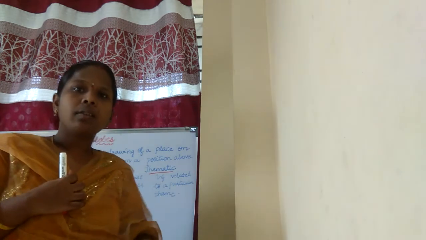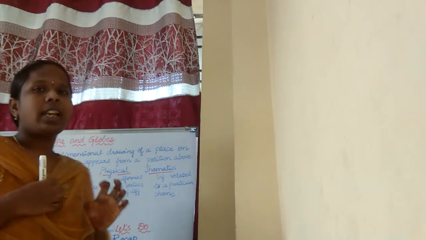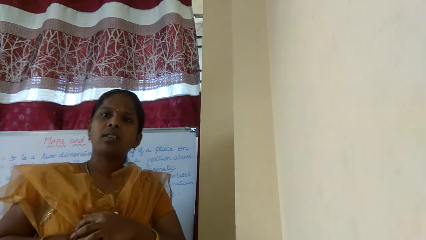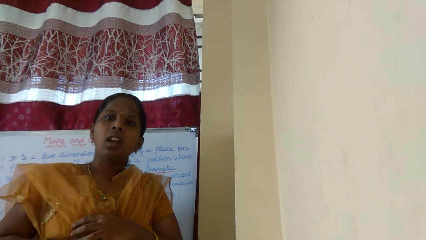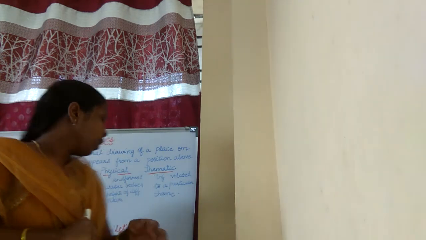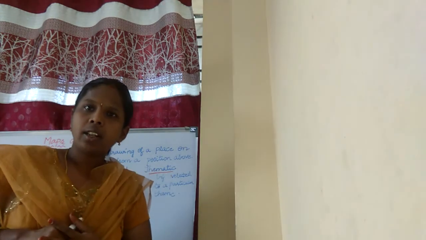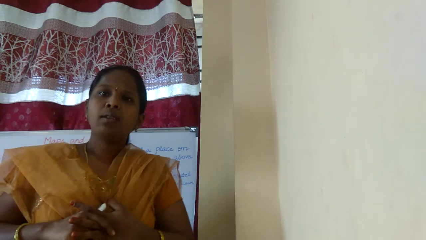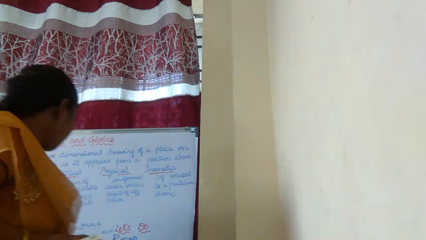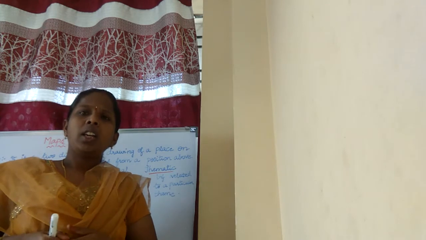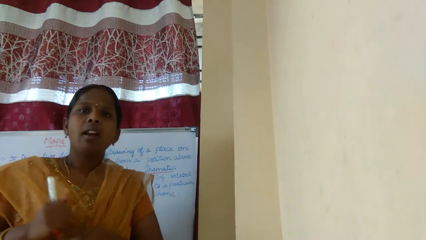Coming to the scale. Scale means what? For what purpose will you use the scale? For measuring distances, they will use the scale. And coming to the direction. I already said, how many directions are there? There are 4 directions: north, east, south, west. So it shows in which direction it is. Coming to the grid. Grid means, I already said, it will divide the map into equal parts. Those are called grids.